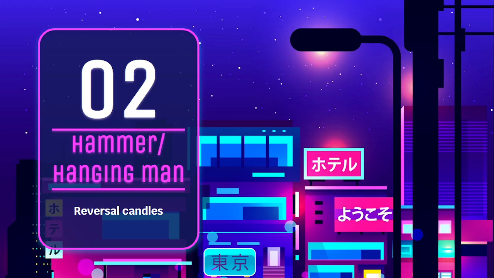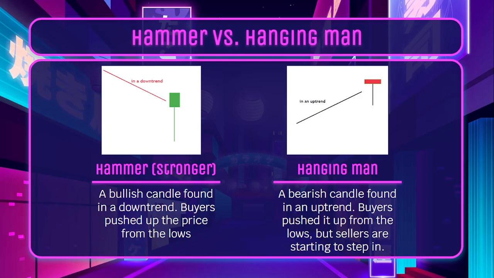Okay, so let's talk about our second candlestick pattern. And these are reversal candles. And so we're going to talk about the hammer and the hanging man. So the hammer has a small real body and a long lower shadow.